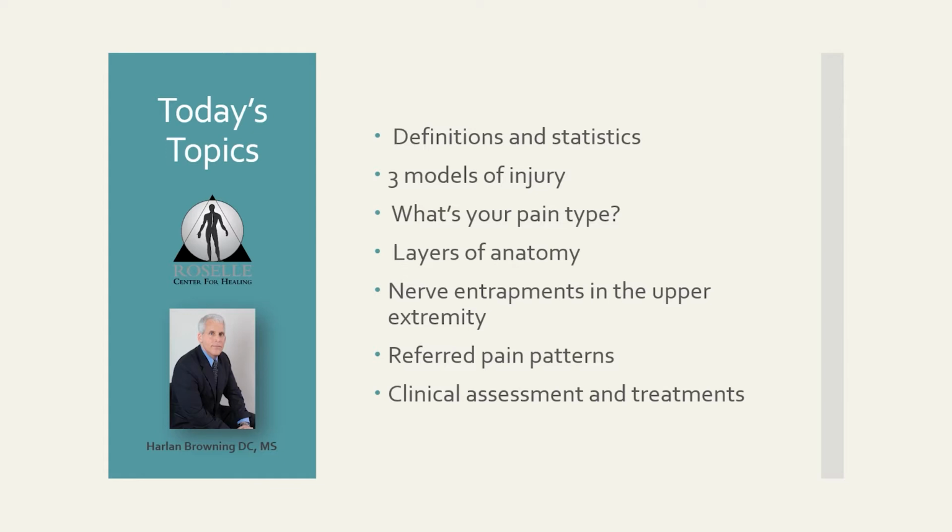We'll, of course, look at the layers of anatomy. If we have a blueprint to the arm, it gives us a better understanding of the underlying causes. We're going to look at various nerve entrapments in the upper extremity. We're going to extend that basically from the neck all the way down to the fingers. We're going to talk about referred pain patterns that can mimic carpal tunnel syndrome or other pain disorders of the hand. And finally, we're going to talk about clinical assessments and conservative treatments. How do we fix these problems without having to resort to surgery or taking chronic medication?